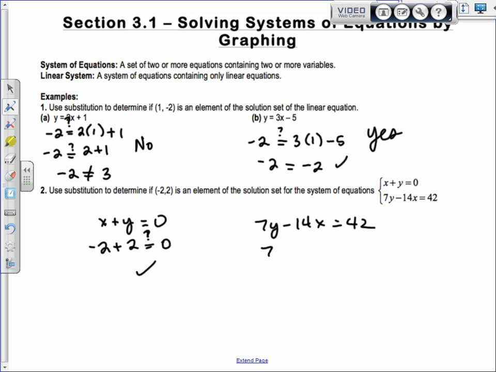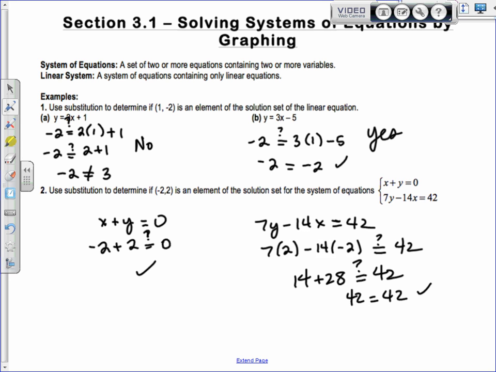All right, and then I'm going to try (-2, 2) in the second one. Now be careful, the 2 is the y, the -2 is the x, so put them in the right spot. See if that's equal to 42. So you get 14 plus 28. Is that equal to 42? Yeah, so it works. Like I said, what this means is the point (-2, 2) is on both of those lines. So the solution set works in both.